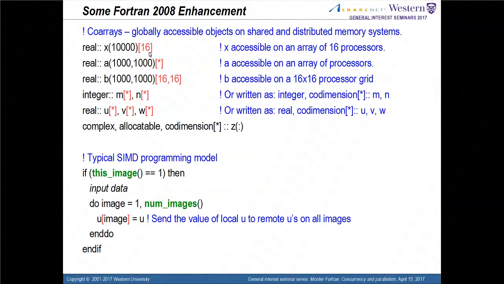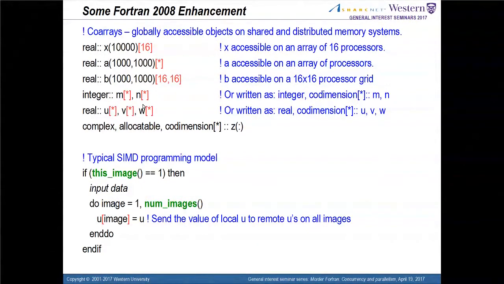Now the objects can be shared on shared memory and distributed memory systems. In the first line here, it says the array X is accessible on the array of 6 processors. And the third line here tells that this two-dimensional array B can be shared among a 16 by 16 processor grid.